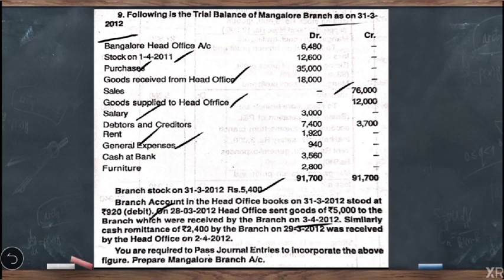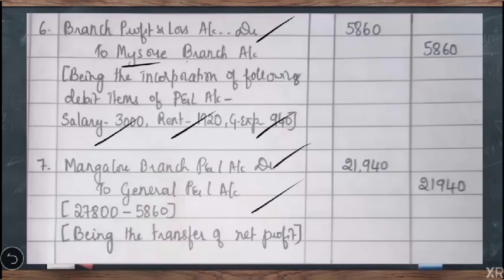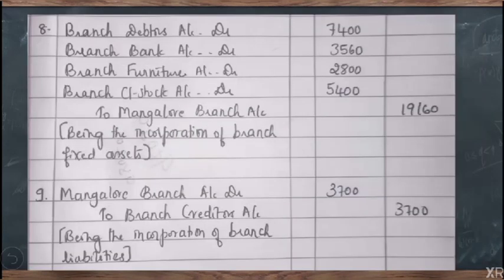Now what is the entry for incorporating that? Various branch assets account debit to branch account. So the entry here is, we have to write all the assets separately. Branch debtors account debit 7,400, branch bank balance account debit 3,560, branch furniture account debit 2,800, branch closing stock account debit 5,400 to Mangalore branch account. Okay, total assets incorporated is 19,160.